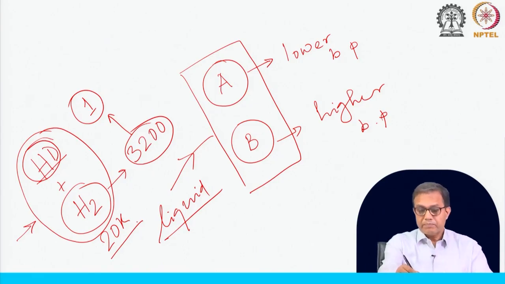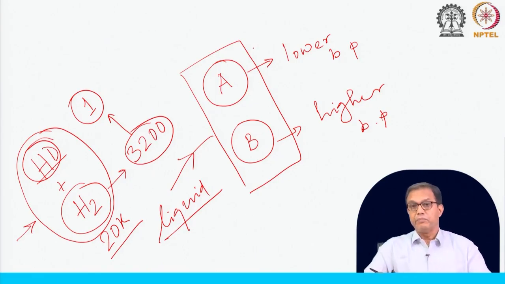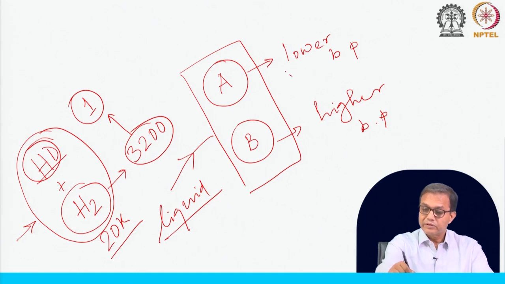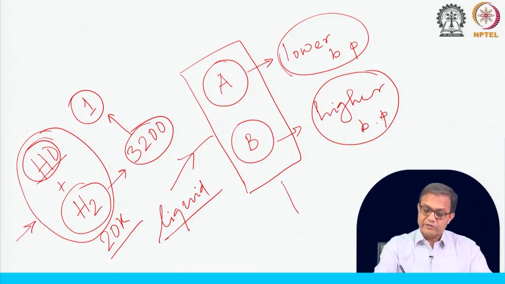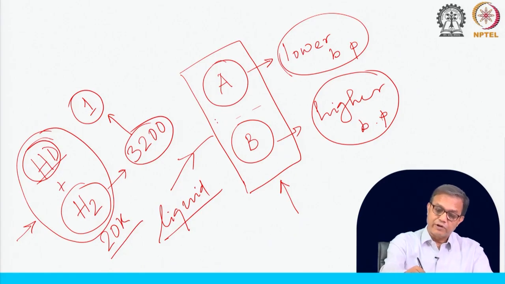Now, in the case of A and B, A is the lower boiling point component and B has the higher boiling point. If this liquid mixture is heated up, what will happen? The lower boiling component will try to move up and the higher boiling component will remain at the bottom.